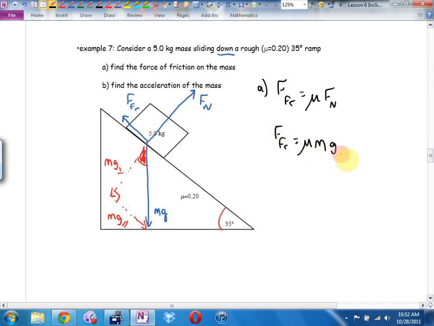Let's see. With this angle right here, mg perpendicular, is it opposite, adjacent, or hypotenuse? Hypotenuse. Which trig function am I going to end up using for perpendicular? For what it's worth, parallel is going to be sine almost all the time, and perpendicular is going to be cos almost all the time. I can only say almost all the time, not every single time. So if I hear you correctly, you're saying this. Cosine of, what's the angle? 35 equals adjacent over hypotenuse.